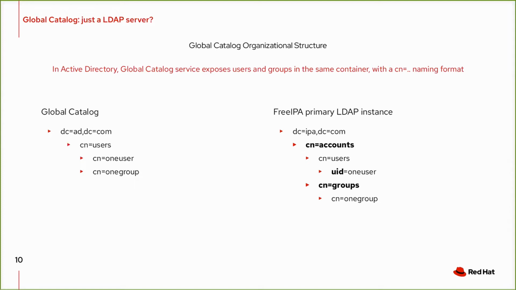In FreeIPA, we have a different organization. For instance, the users are in a separate container. The groups are in a different container. And the users and group containers are stored below an intermediate level, the CN equal accounts container. Another difference that we can notice is that the users in Global Catalog have a naming format using CN equal the username, whereas in FreeIPA, we are using UID as naming format.